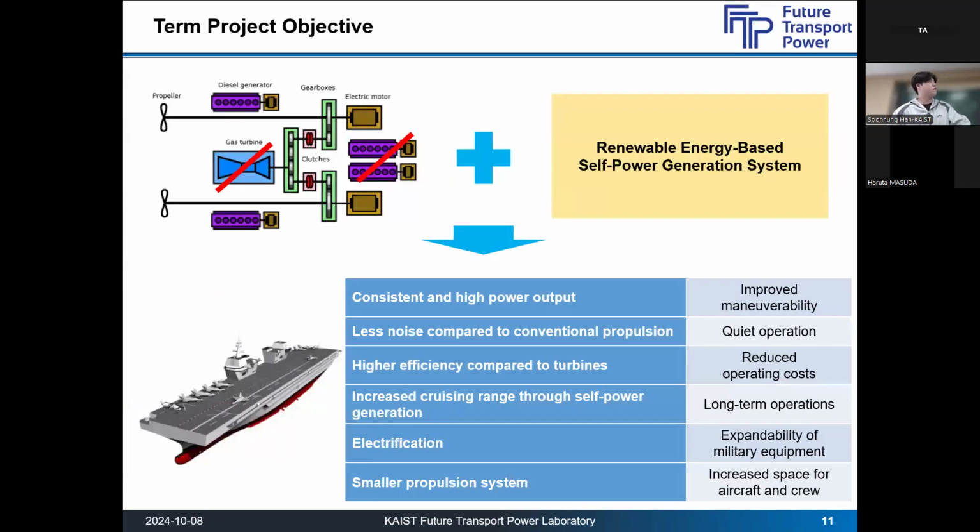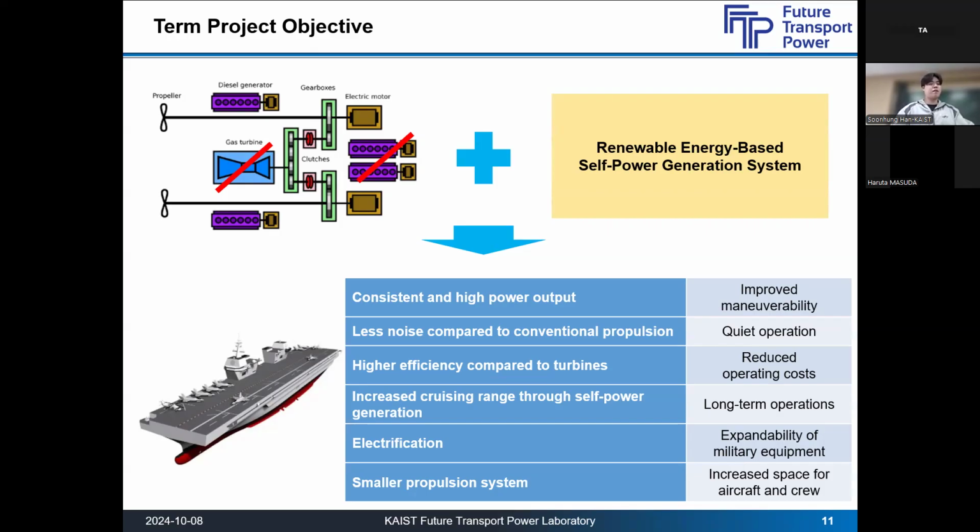So this is our objective. We decided to combine the CODLOG system without the auxiliary gas turbine, with fewer diesel generators, and with a renewable energy-based self-power generation system. By combining these, we expect to get these advantages. So first, consistent and high power outputs.